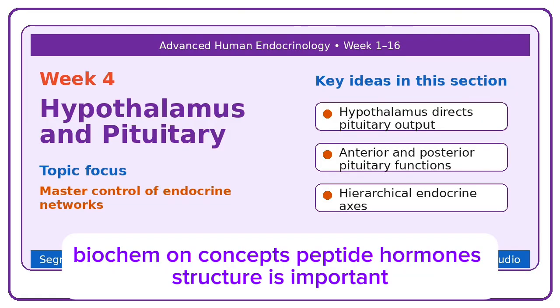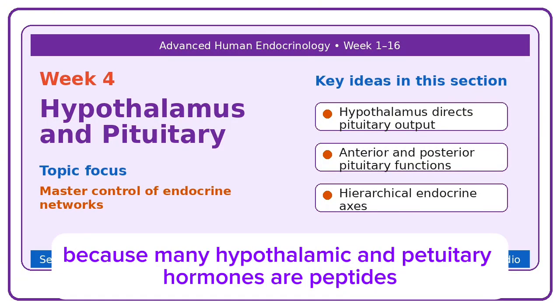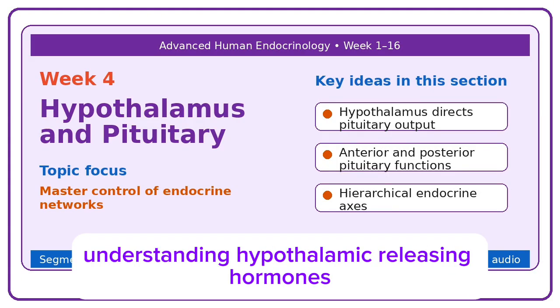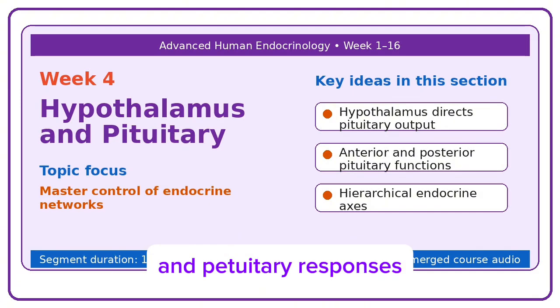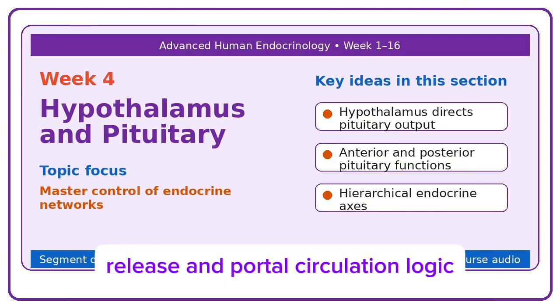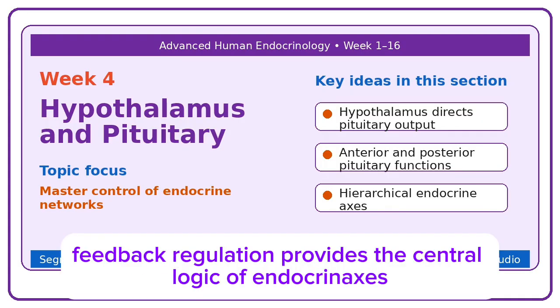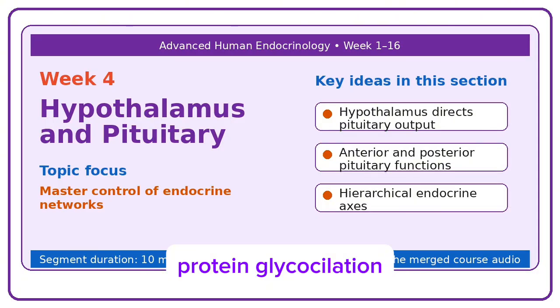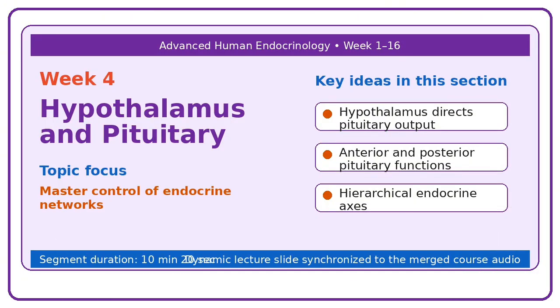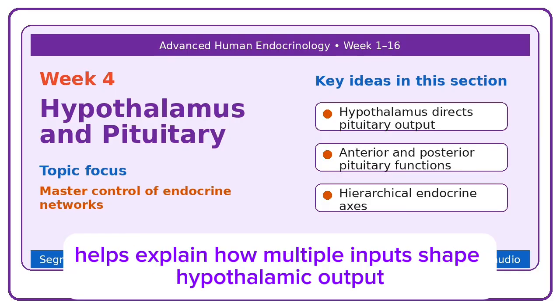Biochemistry concepts. Peptide hormone structure is important because many hypothalamic and pituitary hormones are peptides or glycoproteins. Signal transduction is essential for understanding hypothalamic releasing hormones and pituitary responses. Membrane transport and secretion help explain neurohormone release and portal circulation logic. Feedback regulation provides the central logic of endocrine axes. Protein glycosylation and hormone heterogeneity can influence pituitary hormone behavior. Allosteric and regulatory control helps explain how multiple inputs shape hypothalamic output.